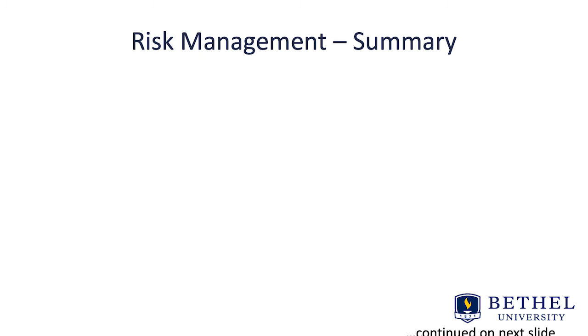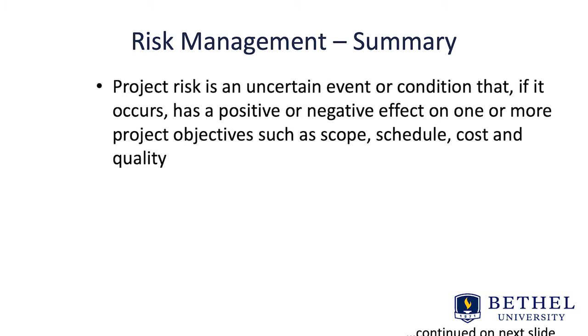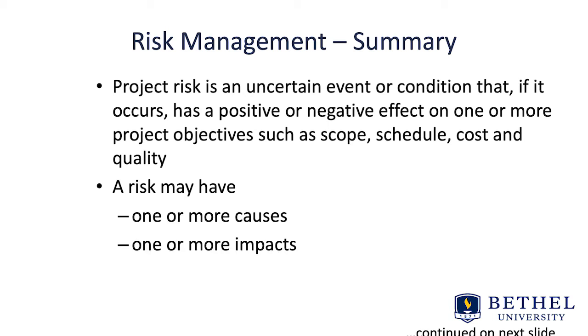In summary, project risk is an uncertain event or condition that, if it occurs, has a positive or negative effect on one or more project objectives, such as scope, schedule, cost, and quality. A risk may have one or more causes, or a risk may have one or more impacts.